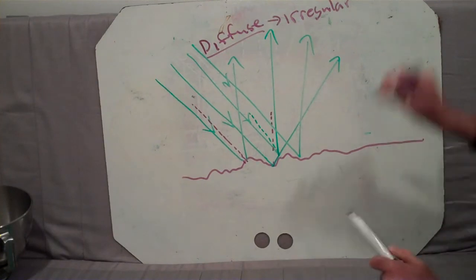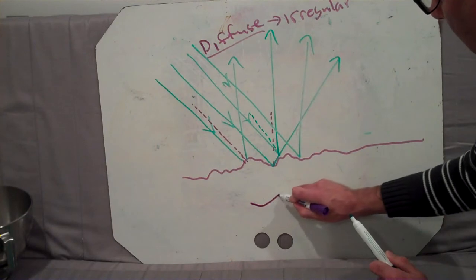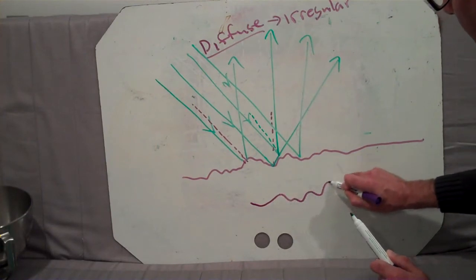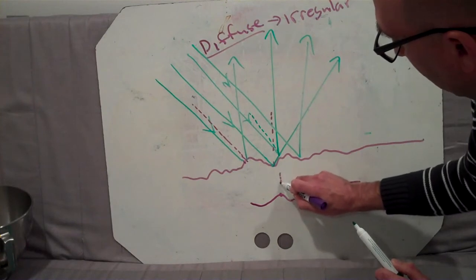Okay? So, for example, just to show you in more detail, let's say here is the surface. At this point right here, the normal line would be here.